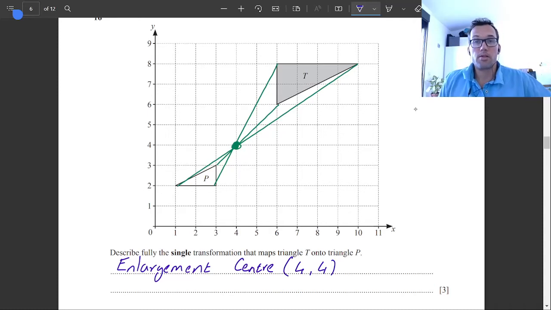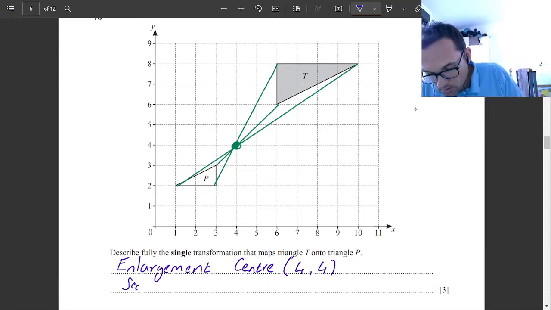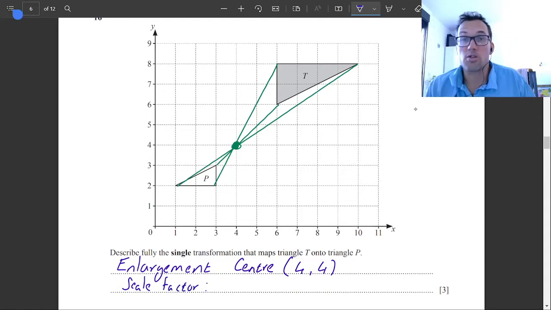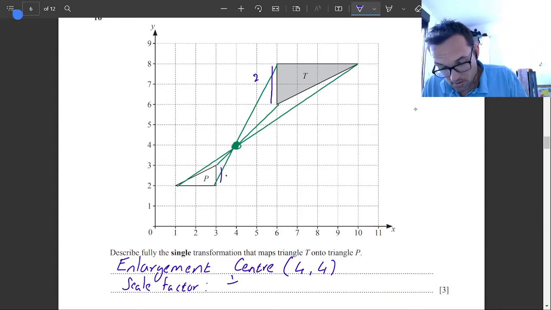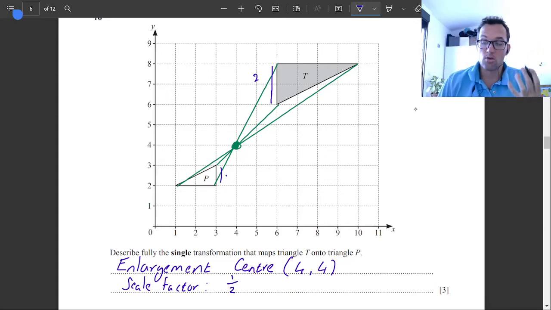The last thing we need to find is the scale factor. How much has it enlarged? First of all, let's write scale factor. Now this has gotten smaller, so that is a fractional scale factor. That's not what makes it negative. Negative doesn't make it smaller. Fractions make it smaller. You can clearly see that if we look at the height of this triangle, it was 2 squares high. Now the height is 1. It's gotten half the size, so the scale factor is a half. That fraction says it got smaller.